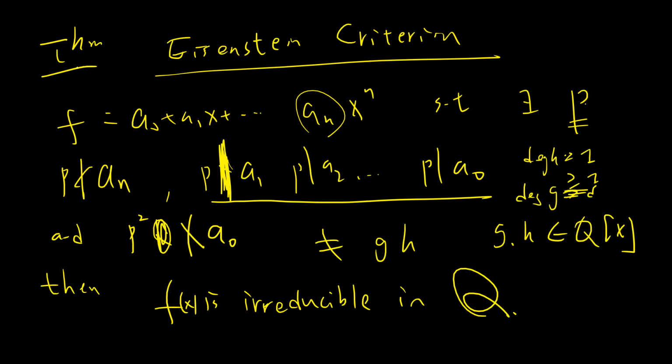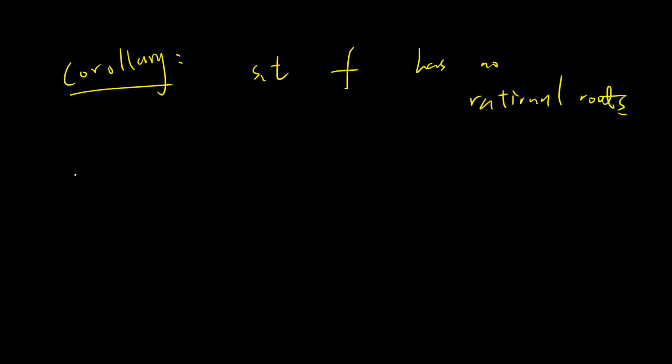The small corollary is that such f has no rational roots. Okay, so let's talk about examples. There is a simple example from high school: x squared minus 2 has no rational roots, because you can take p equals 2. 2 does not divide the leading coefficient, but 2 divides minus 2, and p squared, 4, does not divide minus 2.